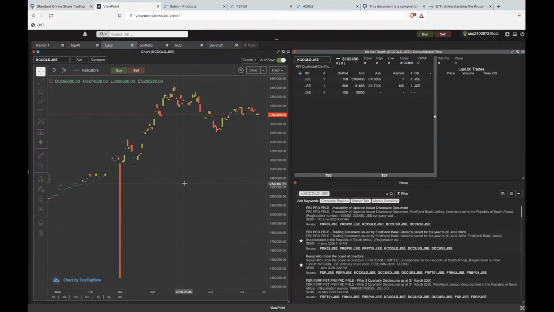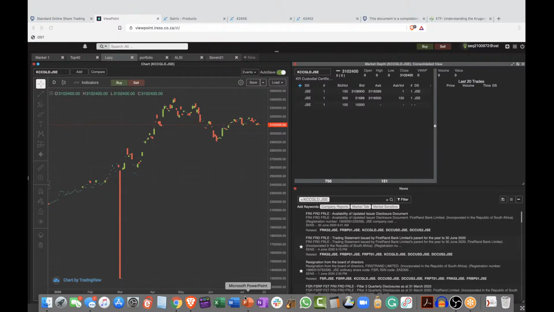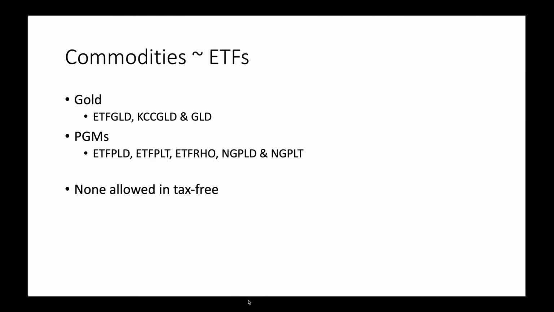So the KCC GLD is a nice option. It's exactly the same as GLD, except that it's a full Kruger rather than 1%. And you can, at some point, get physical delivery of it, which might be an option for some people. The other, no, I don't want that one. Come on, Simon, click the right buttons here.